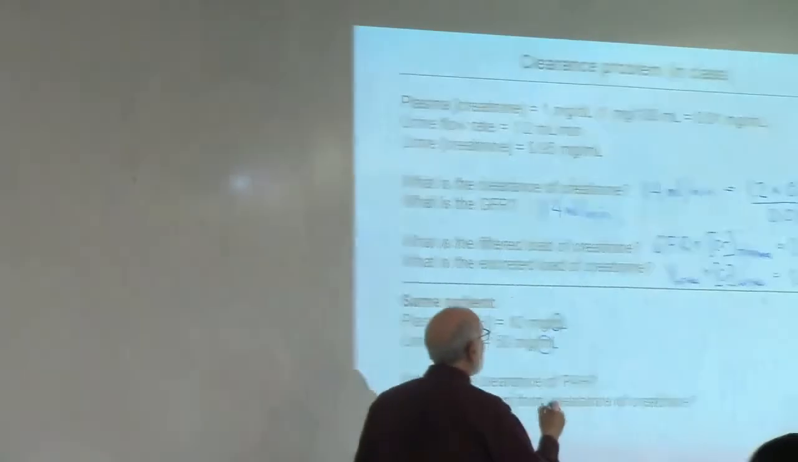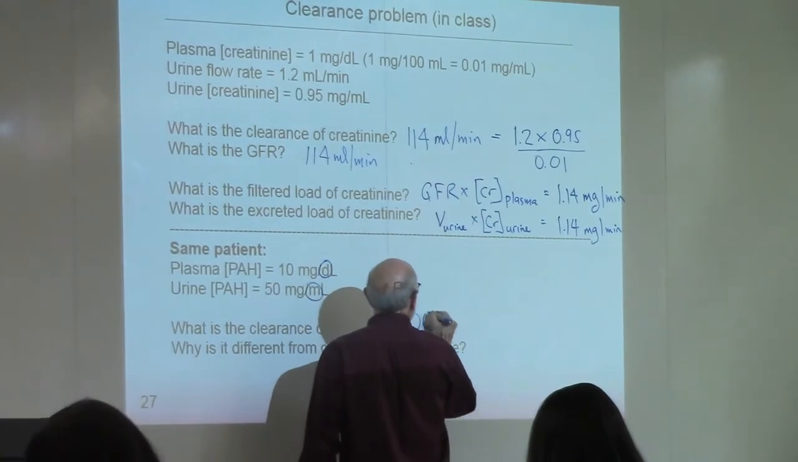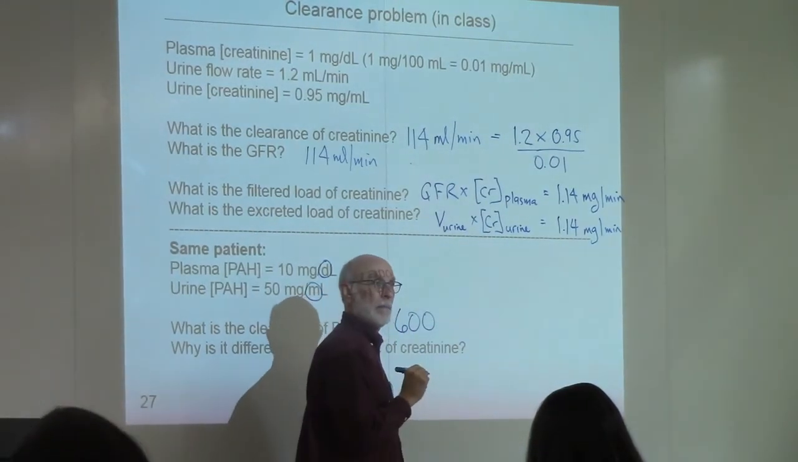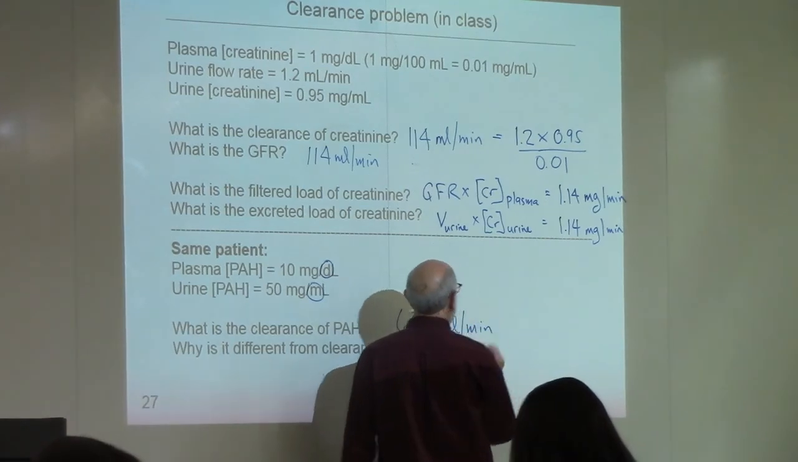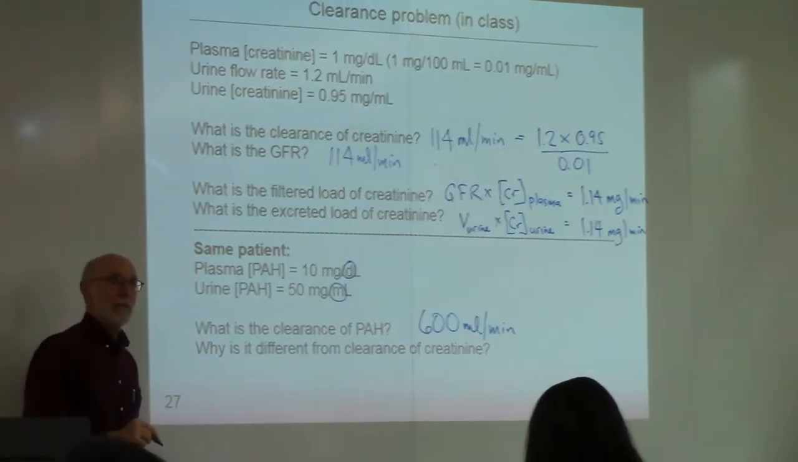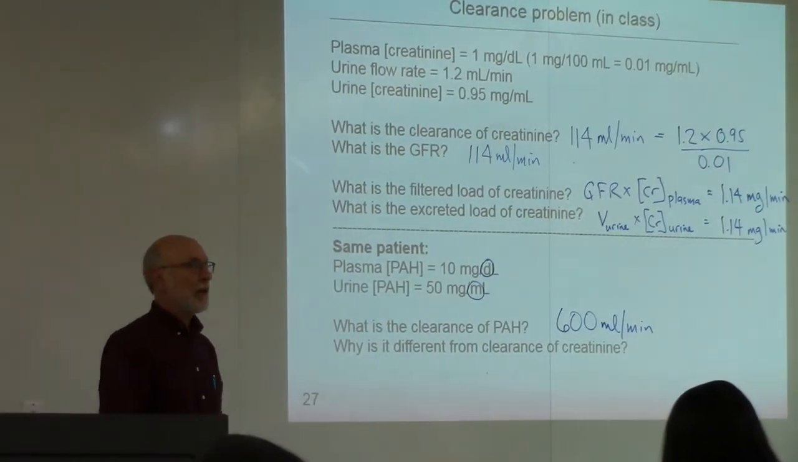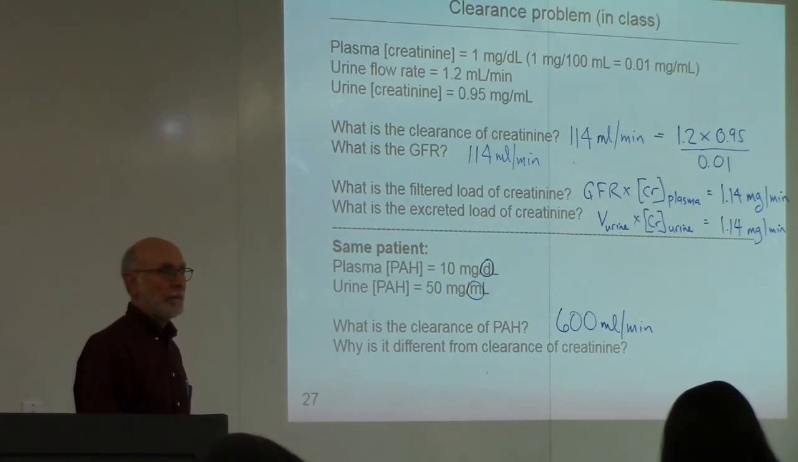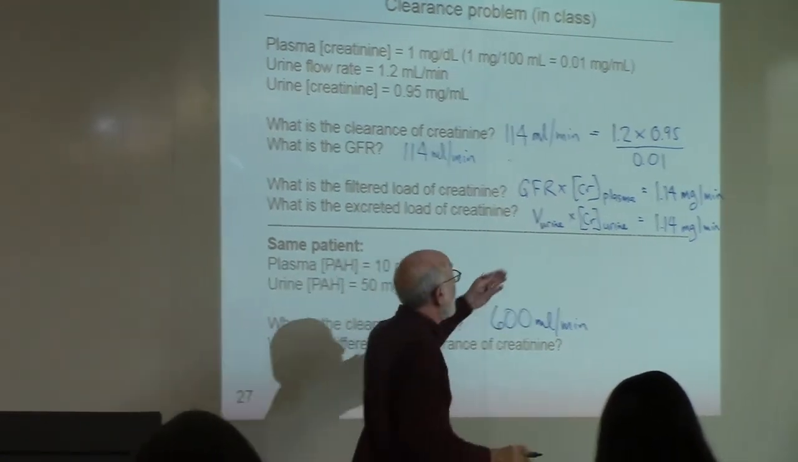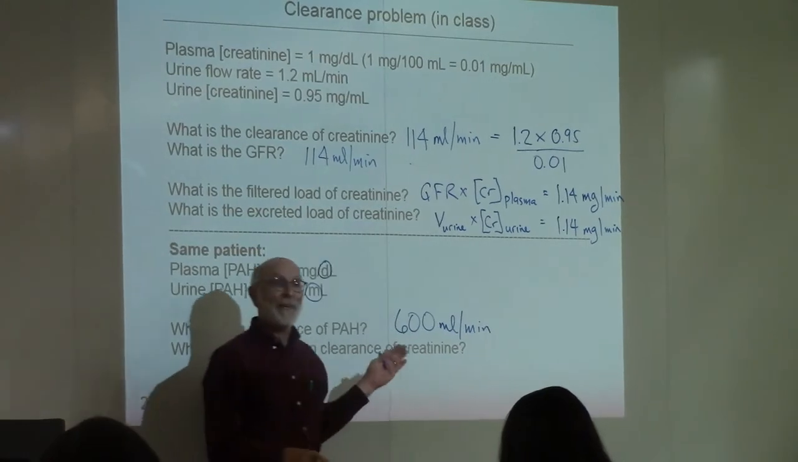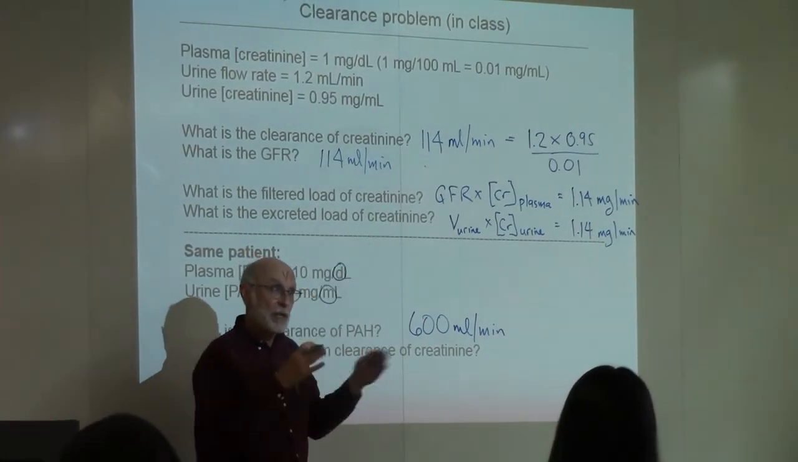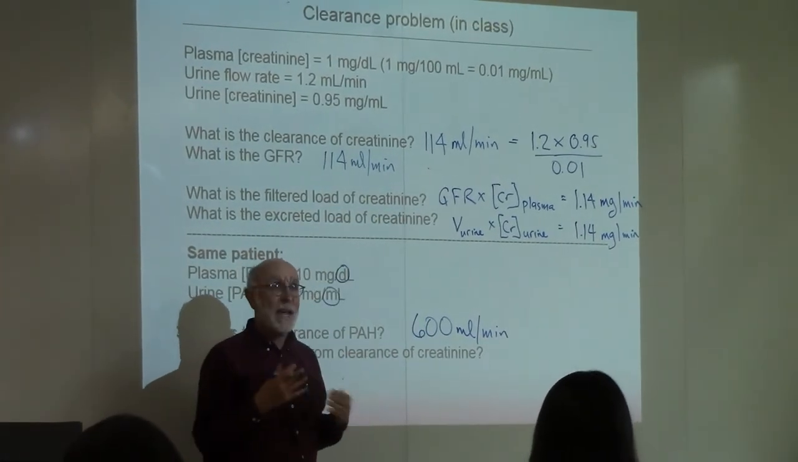600. 600 units? Milliliters per minute. Remember, I'm trying to illustrate that you need to give me the units. Without the units, you don't get full credit. You don't have to show me the units in the calculation if you get it right at the end, but it might be helpful to put the units in the calculation to make sure you're seeing the cancellations.